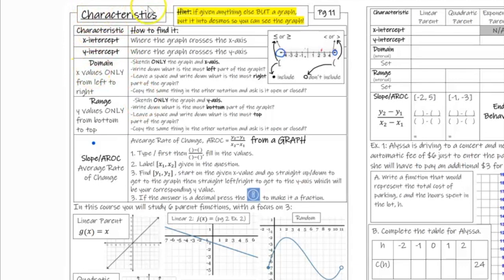We're going to take a look at characteristics. So far, what we have been looking at is linear functions. And so this is what a linear parent function looks like: a straight line, a slanted straight line. There are other parent functions that we're going to look at in Algebra 1.